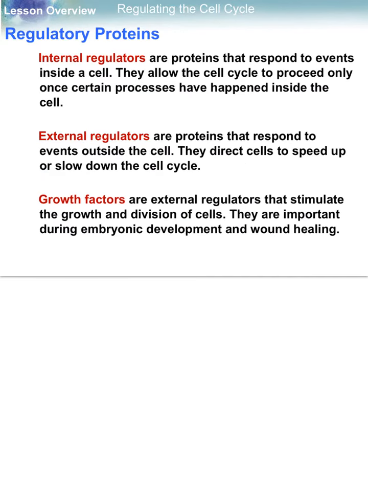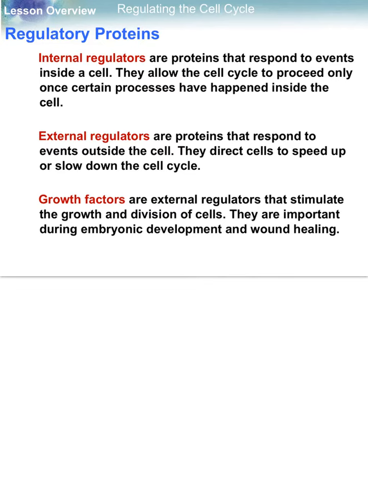The regulatory proteins come from two sources, internal and external. Internal regulators are proteins that respond to events inside the cell. They allow the cell cycle to proceed only once certain processes have happened inside the cell. So in other words, until the cell is ready to grow, it will not start duplicating its DNA until it's ready.